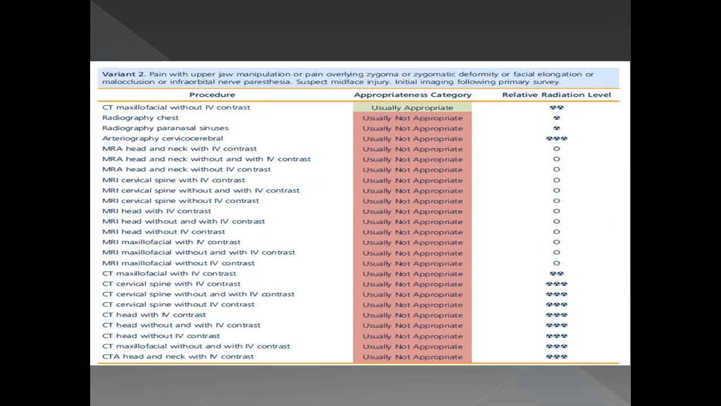All right, if the patient presents with upper jaw manipulation or pain overlying the zygoma, or zygomatic deformity, or facial elongation, malocclusion, or infraorbital nerve paresthesia, then CT maxillofacial without IV contrast is considered usually appropriate. And other X-rays such as radiography of the paranasal sinuses, like the ones I just taught you, the 0 degree view, 30 degree view, 37 degree view, Caldwell view, all of them are considered not appropriate, even though there is less radiation, but there is less diagnostic information.